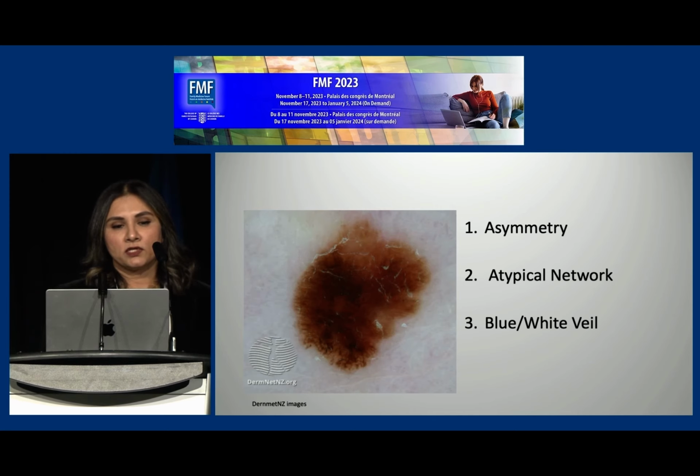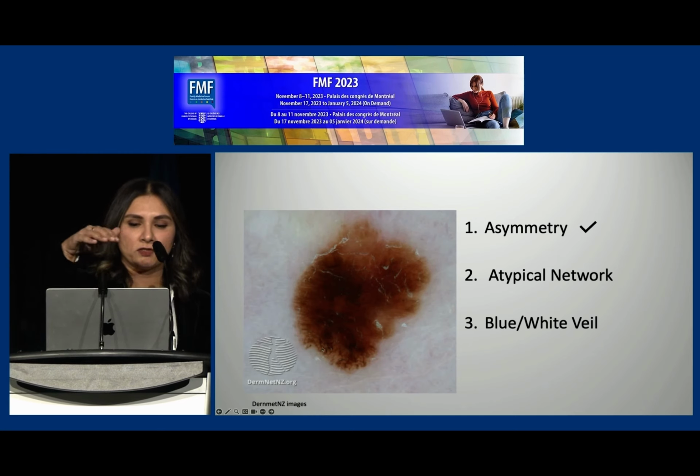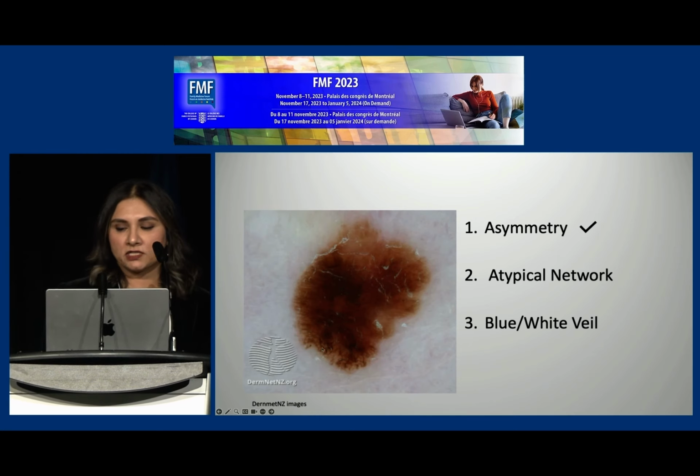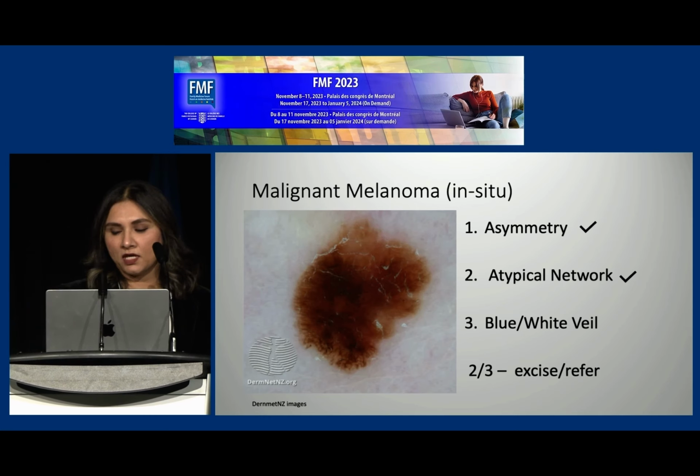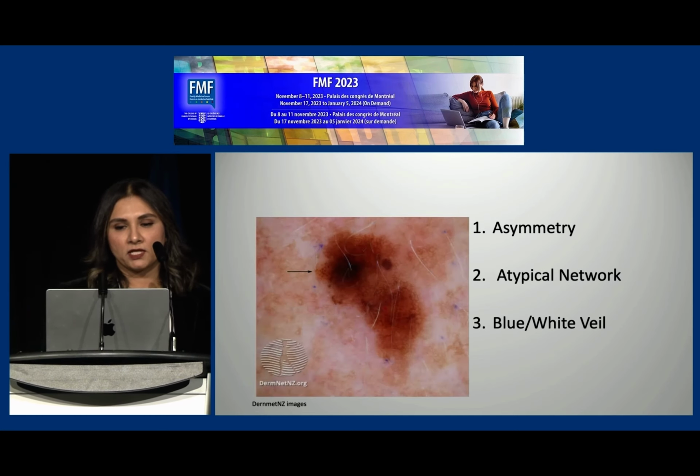Another example, asymmetry, definitely atypical network. Yes, you can see down here, this kind of like the pseudopods or the arms that are coming out. That's where the melanoma is progressing. There is no blue-white veil, so 2 out of 3, we will still excise this. This is a melanoma in situ. That's why it probably doesn't have the blue-white veil or the peppering in there.